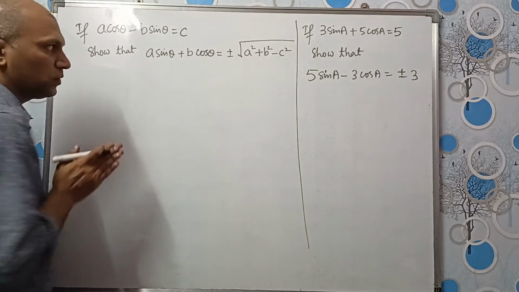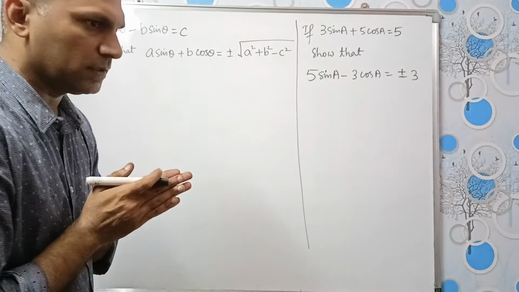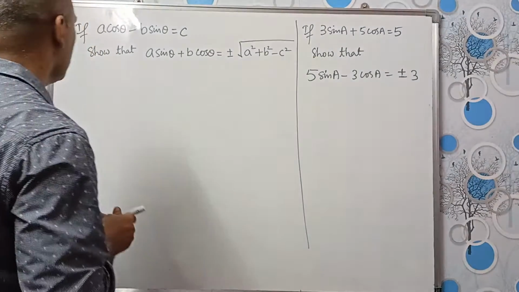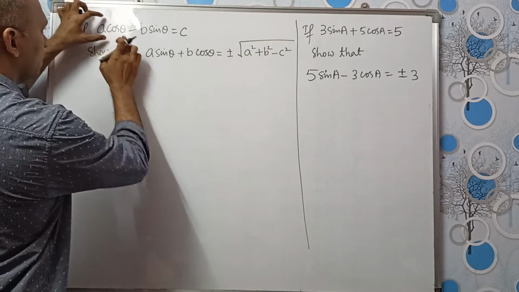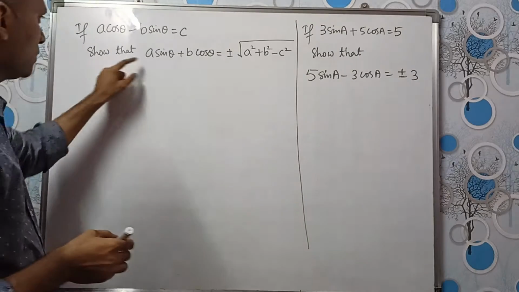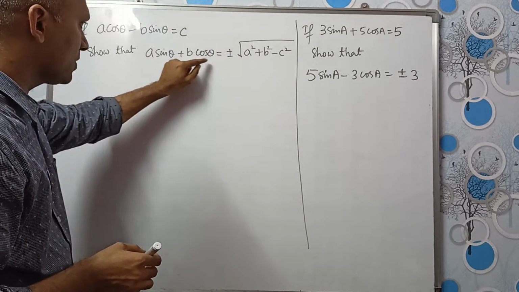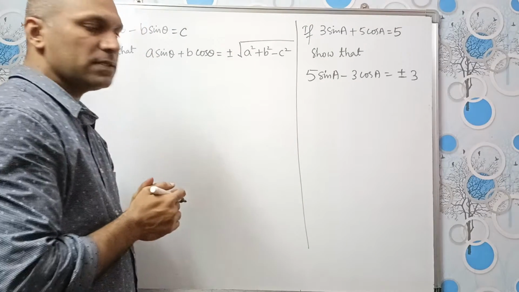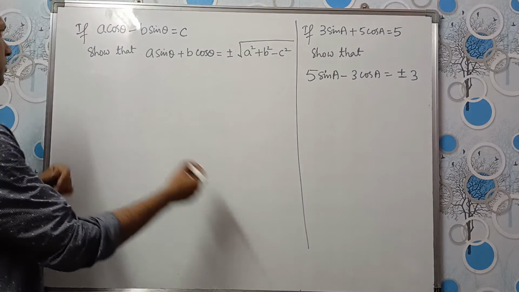Okay. We have an interesting question here. Students will find this question very confusing, but believe me, it is one of the easiest questions in the trigonometry chapter. So it is given that a cos theta minus b sin theta is equal to c. And we should show that a sin theta plus b cos theta is equal to plus minus root of a square plus b square minus c square. So how should we solve this problem?